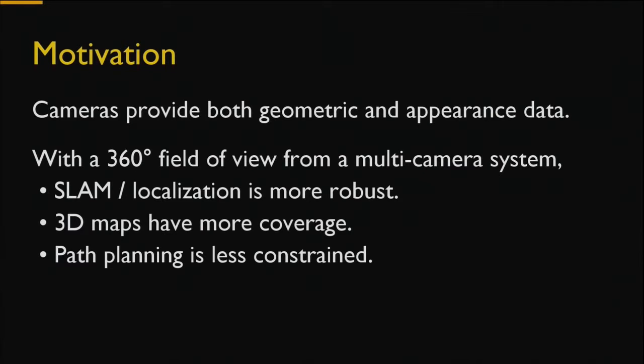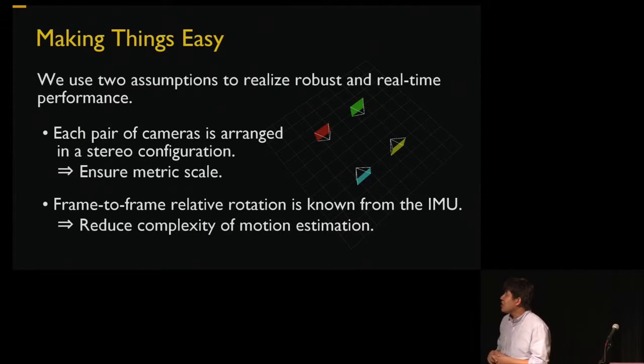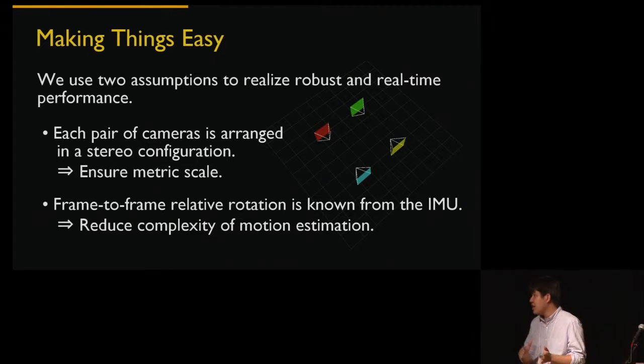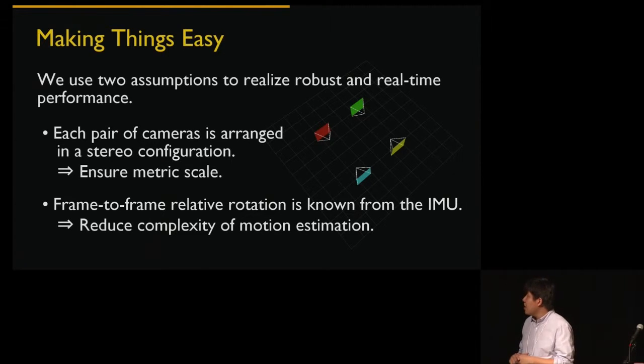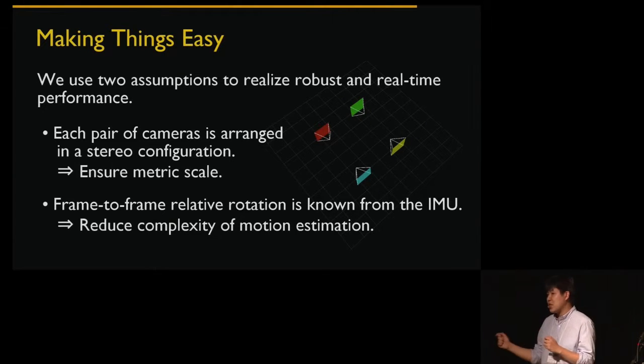Now the motivation of using a multi-camera system is that we get a 360-degree field of view, and therefore we will get more robust SLAM and localization because we get more feature correspondences, we have a more complete 3D map, and we have less constrained path planning. Now we use 2 assumptions. The first one is that we arrange each pair of cameras in a stereo configuration so that we get 3D data. And we use the 3D data to ensure metric scale, and also we assume that we know the relative rotation, and because this reduces the complexity of the motion estimation, we only need to estimate the translation.